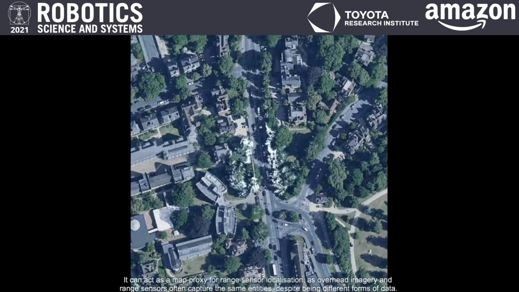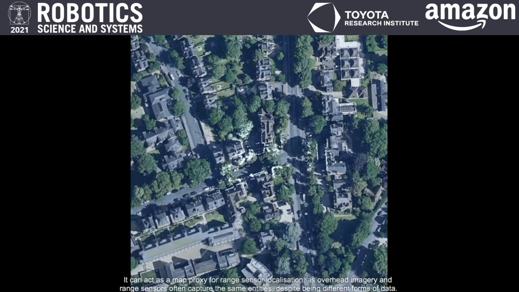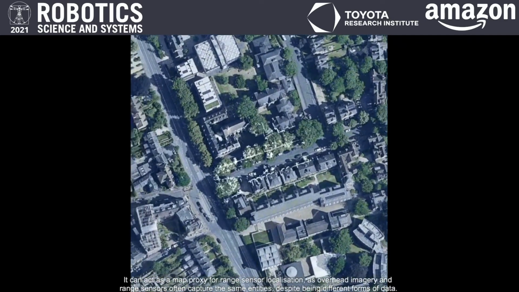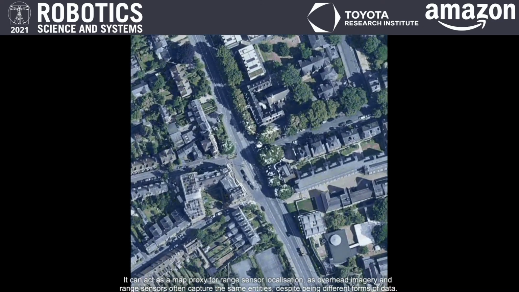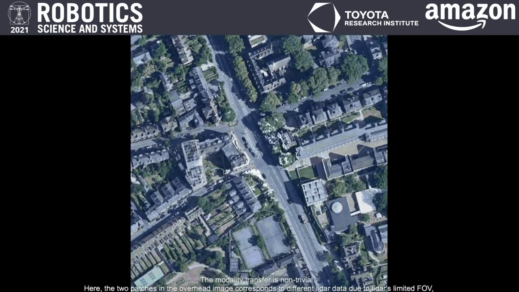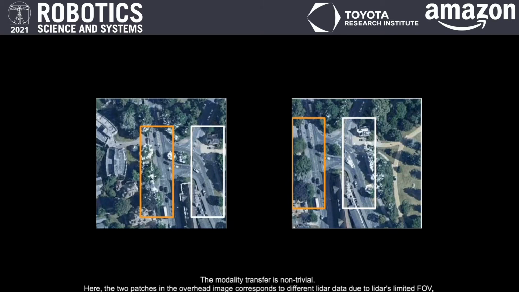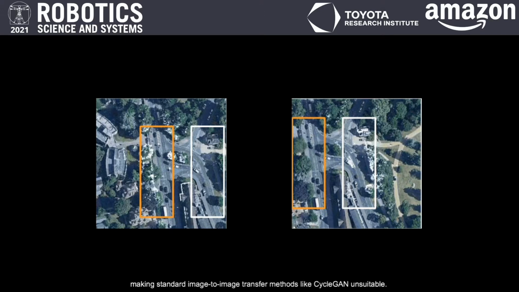It can act as a map proxy for range sensor localization, as overhead imagery and range sensors often capture the same entities despite being different forms of data. The modality transfer is non-trivial. Here, the two patches in the overhead image correspond to different LiDAR data due to LiDAR's limited field of view, making standard image-to-image transfer methods like CycleGAN unsuitable.